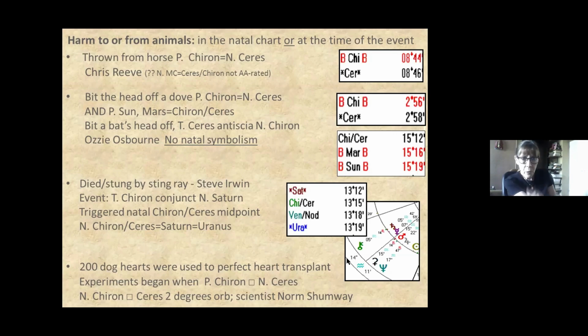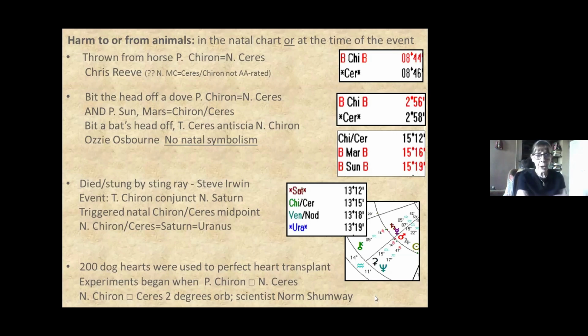And when Chiron, let me see what triggered this. Transiting Chiron triggered natal Saturn, and that means that it triggered the natal Ceres Chiron midpoint. Yeah, that's what happened. Transiting Chiron triggered off his Saturn Uranus and his Ceres Chiron.